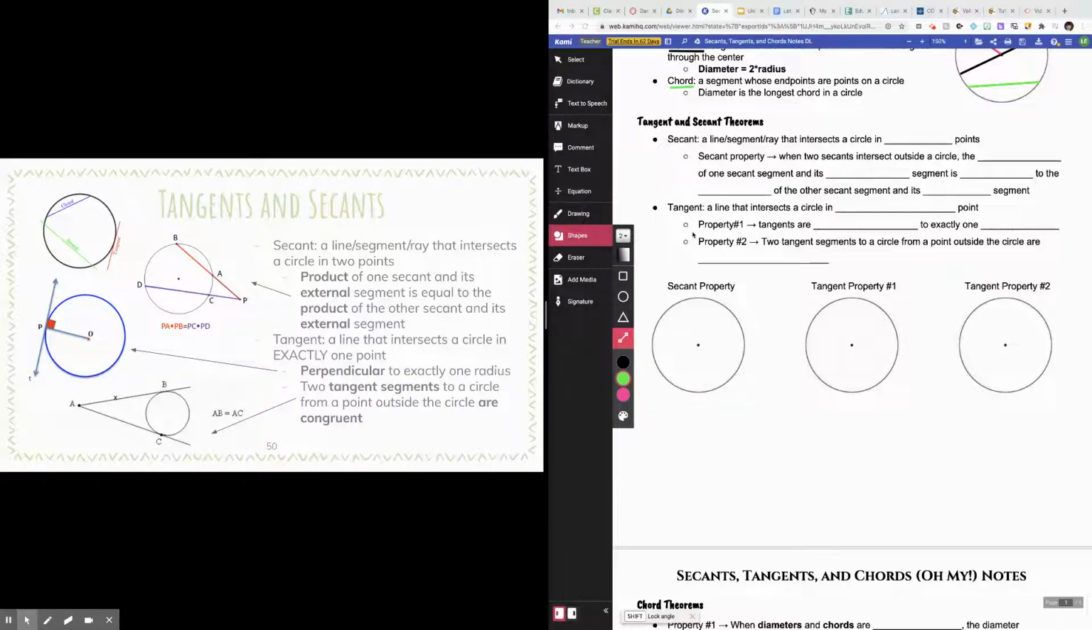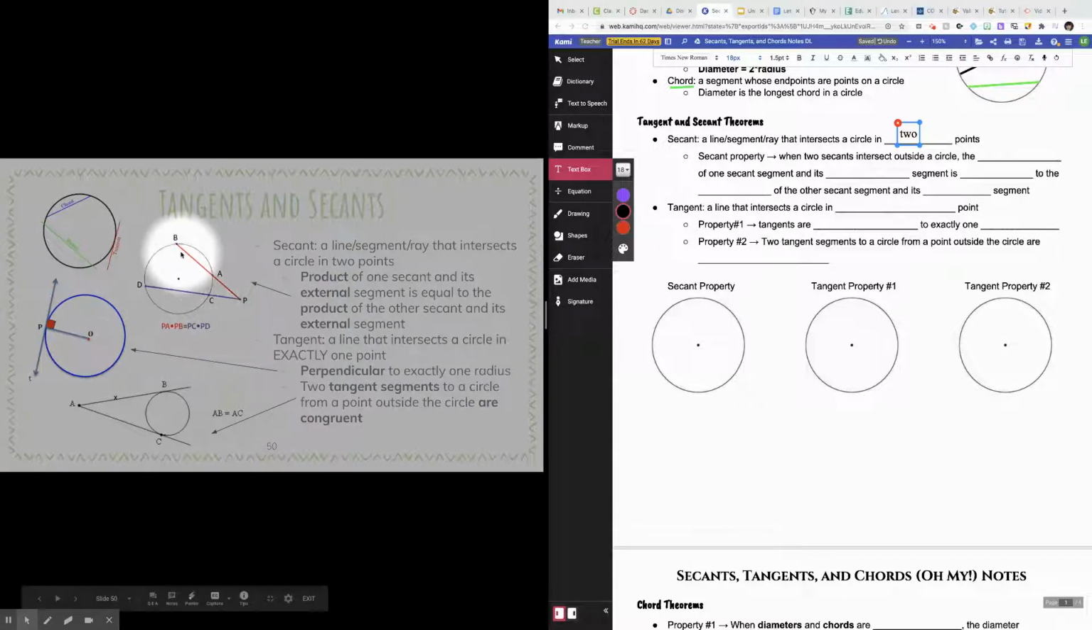So there is only one property for secants. Just as a reminder for you, a secant is most typically a line, but can sometimes be a line segment or a ray that intersects a circle in 2 points. Like I said, there's only one majorly important secant property, and this is what it is. When you have 2 secants that intersect outside of a circle, which is what you're seeing in this image here, I have 2 secants, the one in red and the one in purple. They intersect here at point P outside of the circle.